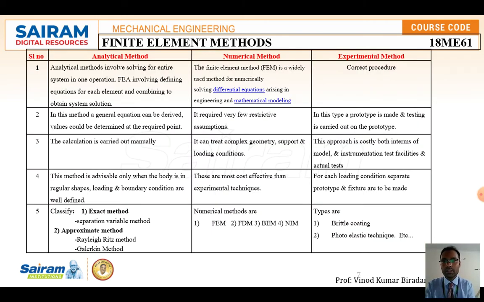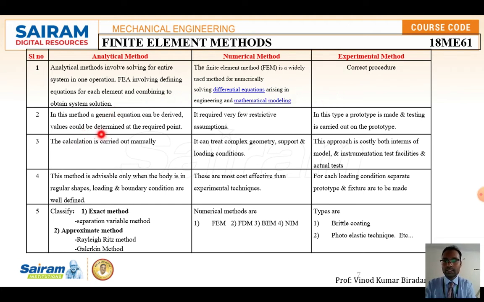Again, I have shown here what you mean by the analytical method, numerical method and experimental method. The analytical method involves solving the entire system in one operation. The numerical method involves defining the equation for each element and combining them to get the solution. The finite element method is widely used for numerically solving the differential equations arising in engineering and mathematical modeling problems. Experimental is nothing but a correct procedure; we have to follow the correct procedure.